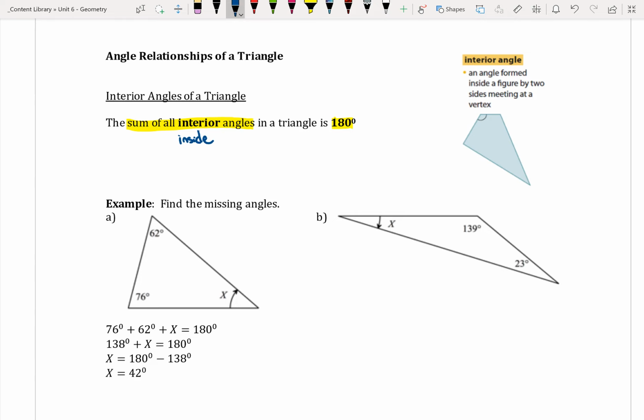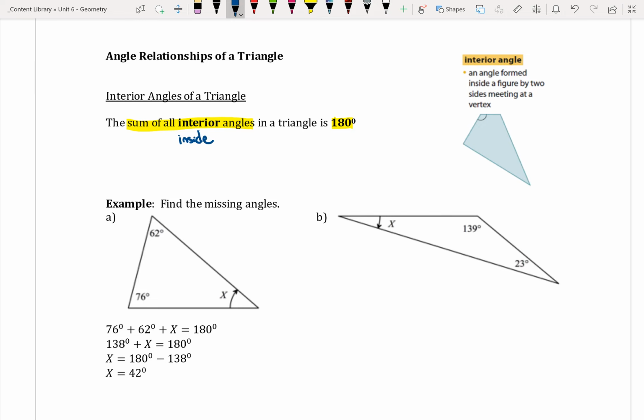76 plus 62 equals 138. So that means that 138 plus my unknown angle has to equal 180. So to figure out my unknown angle, I do 180 minus 138, and I get 42 degrees.